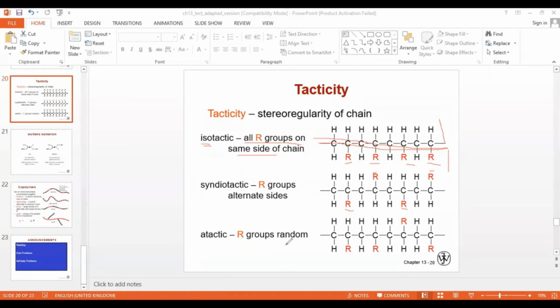R groups are this chlorine or fluorine, whatever it is. This does not have any regular pattern. These are randomly arranged, right? So one R here, another R here. You see here another R. Here we have the next R. So these groups are arranged in a random manner. That is known as atactic. So tacticity is the stereoregularity of the chain.